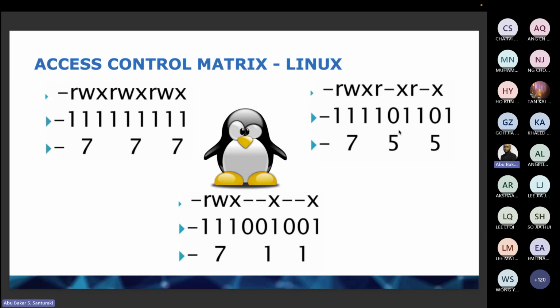So for the other 2 users, you have 55. It can also be 711. 711 means these guys can only execute. They cannot read. They cannot write it. They can only run the program. To read it means to open it for editing. So you cannot open or access the file, but you can run the code. Does that make sense? Okay.